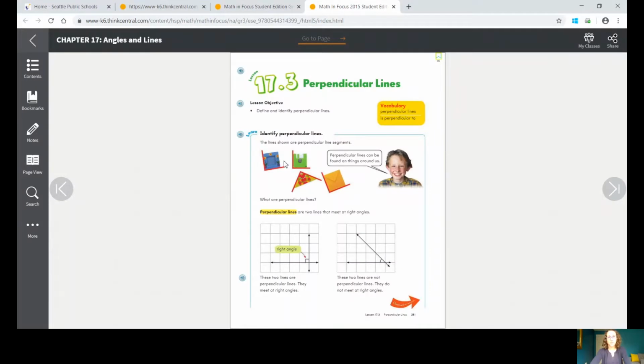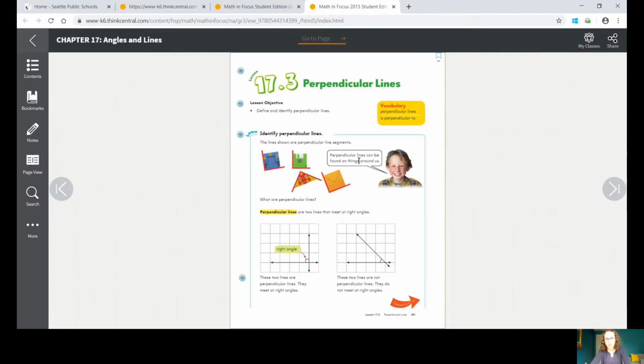Right here. Here's our objective for today. Define and identify perpendicular lines. It's also a vocabulary word, perpendicular lines, or we're going to use this phrase, is perpendicular to. All right, let's get right into it and look at this example and find out a little bit about perpendicular lines. Identify perpendicular lines. It says the lines shown are perpendicular line segments.